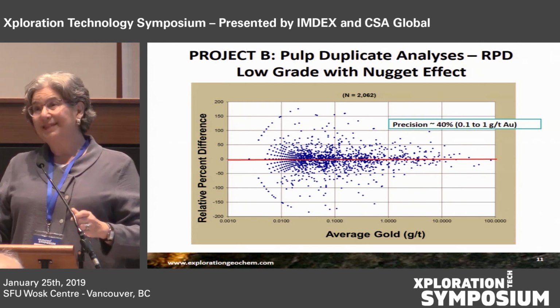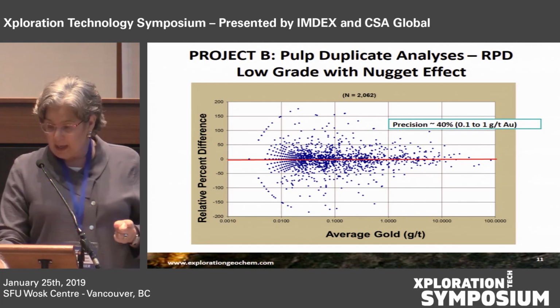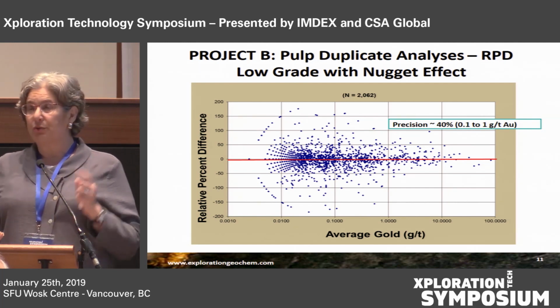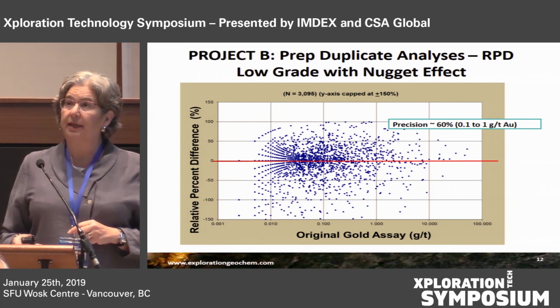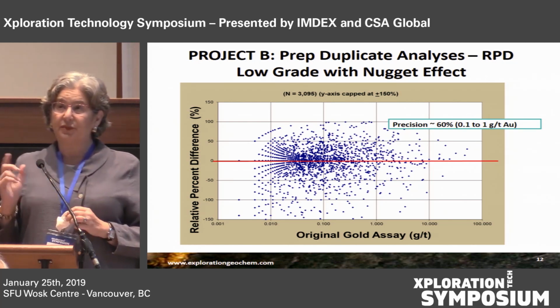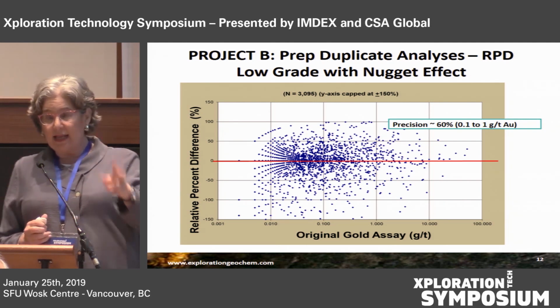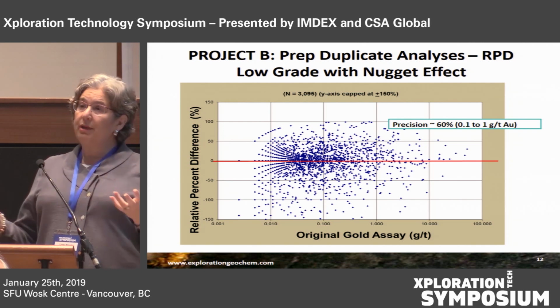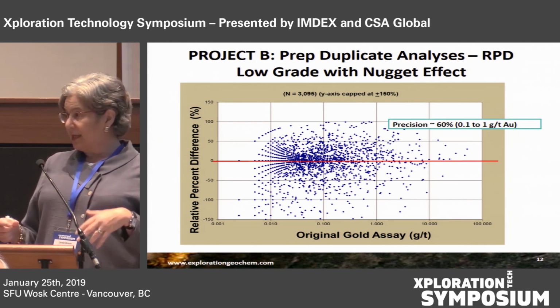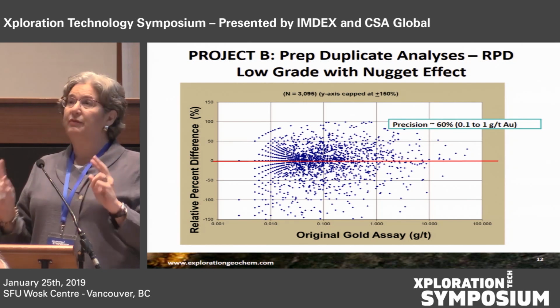But what's important is it changes with concentration, just as was predicted in the analysis shown at the last slide. Now here's something just slightly different, which is the prep duplicates for the same project. The first slide was just comparing two assays of the same pulp, and now I'm showing for the same project the assays from two different splits of the coarse.